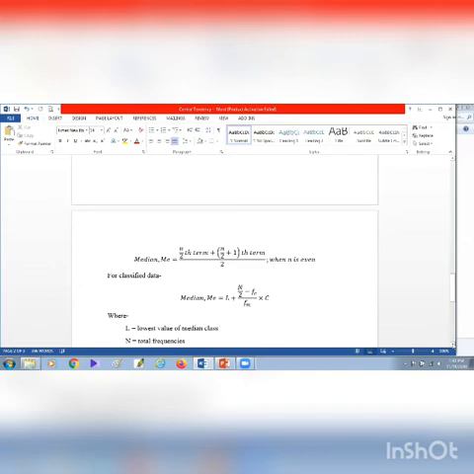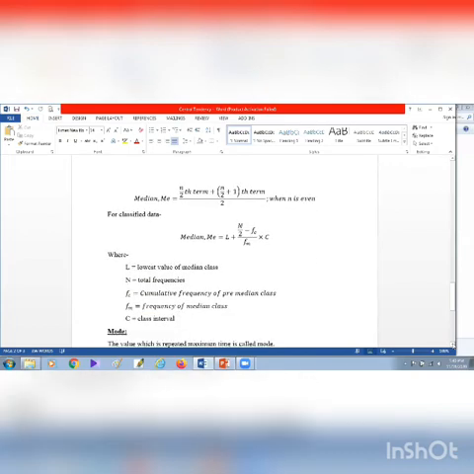And for classified data, median is L plus (n divided by 2 minus FC) divided by FM into C, where L is the lowest value of the median class, N means total frequencies, FC means cumulative frequency of the pre-median class, FM is the frequency of the median class, and C is the class interval.